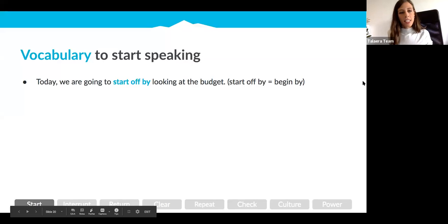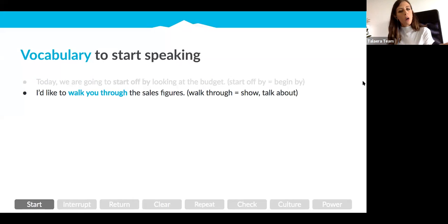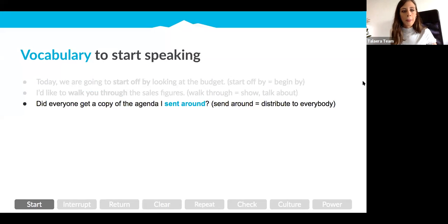For example, today we're going to start off by looking at, whatever, the budget, for example. To start off by is to begin by. Or I'd like to walk you through the sales figures. To walk someone through is to show them or talk about something. Did everyone get a copy of the agenda I sent around? Send around is to distribute to everybody. This is a very good practice when you have a conversation, like a meeting. It's very good to have an agenda, like a list of points where you write down what you're going to talk about.